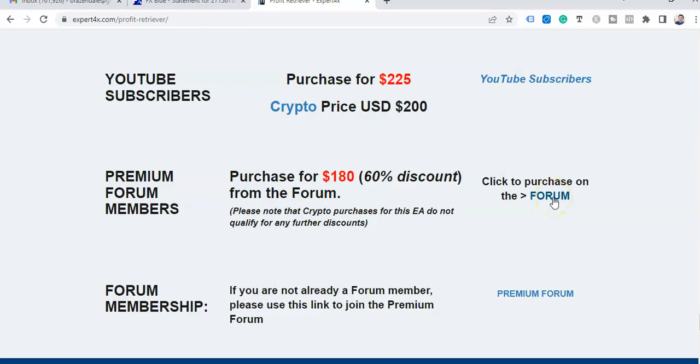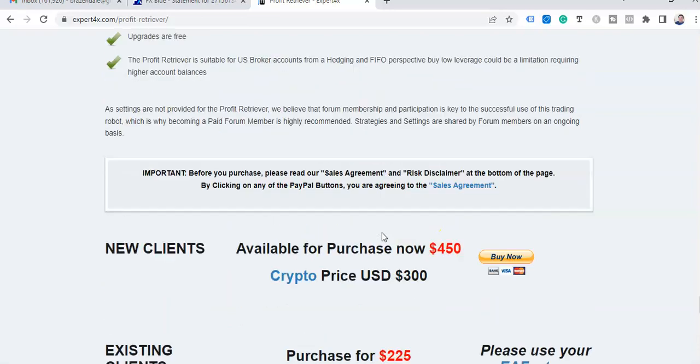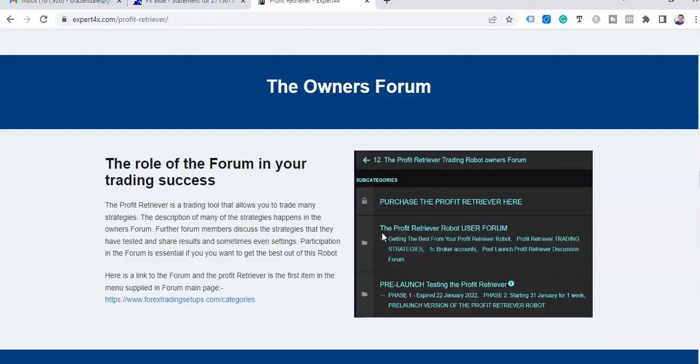It's $40 per month, and if you don't like the forum or all the benefits that you get there, and there are loads of benefits, there's even more expert advice that you get for free, and there are free training courses, and even more support and communication with other forum members. So join the forum for $40, and then after a month, if you don't like it, cancel it. But then at least you bought the Profit Retriever for only $180. So yes, I'm still very impressed with the Profit Retriever.